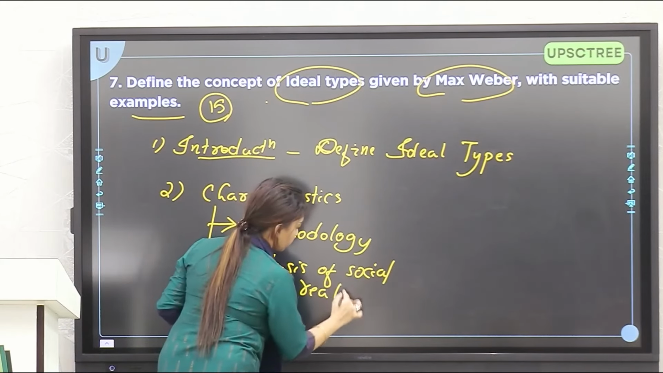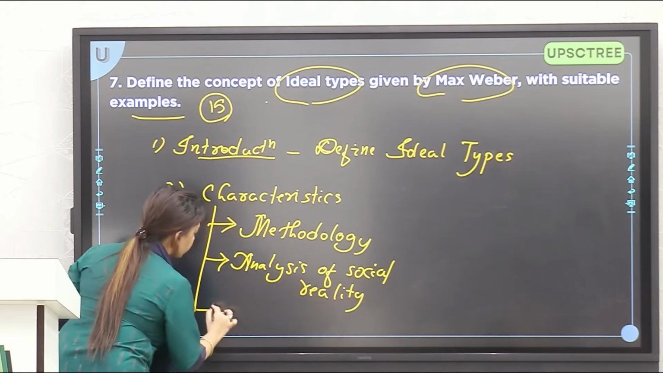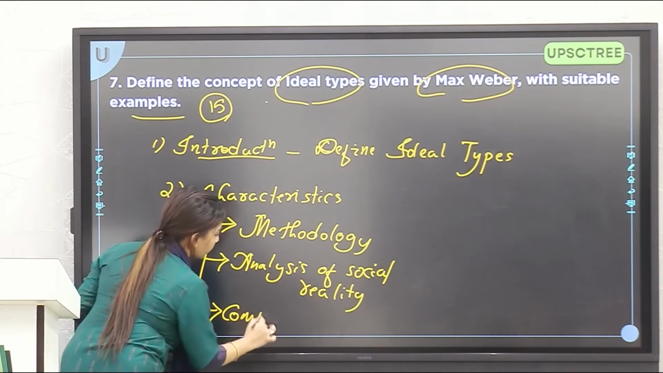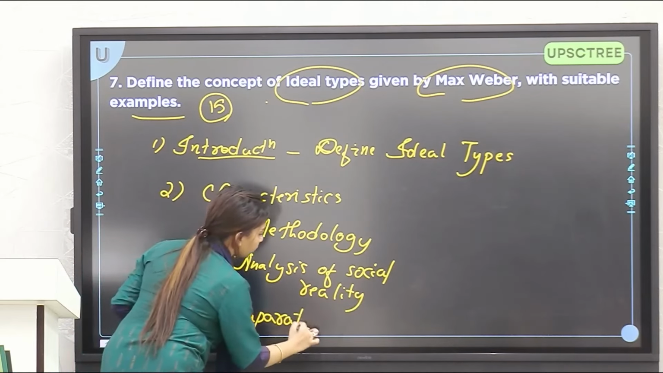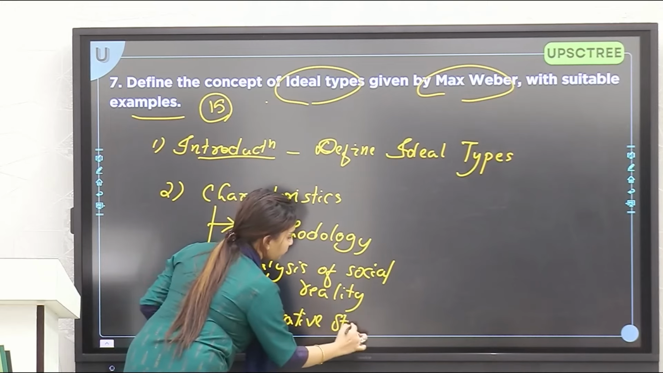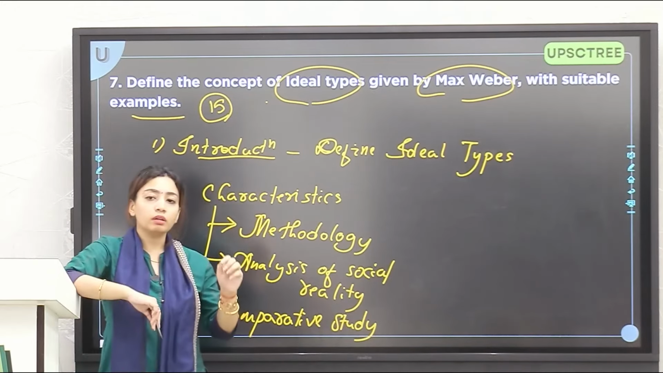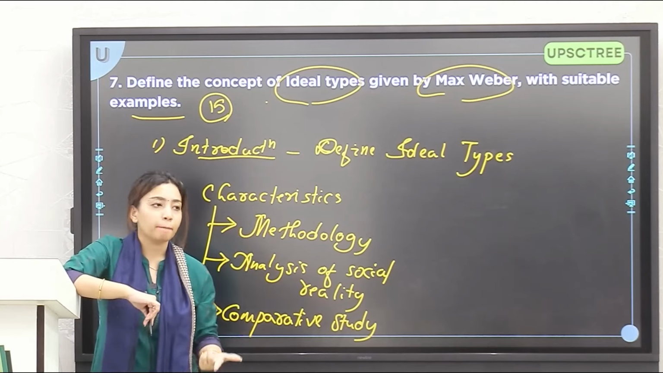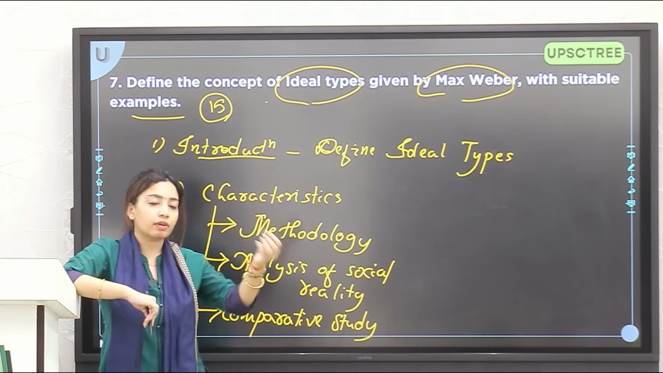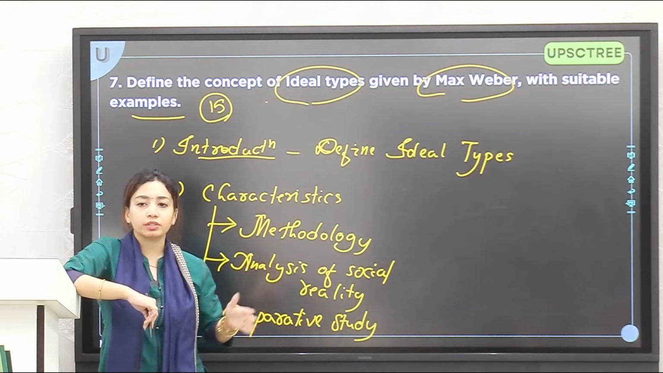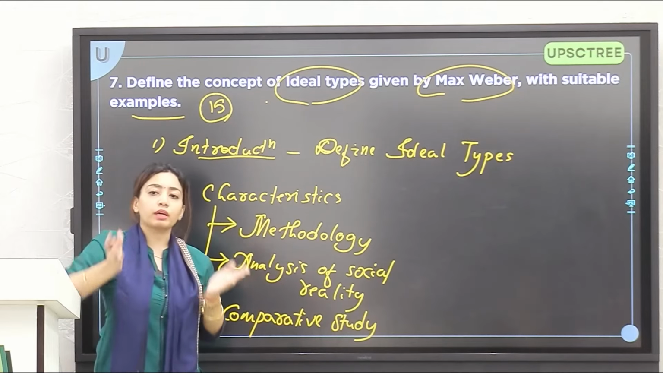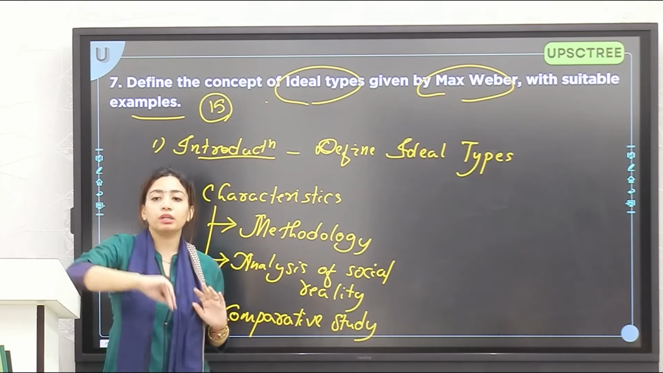What else? It helps in comparative study. That is the most important word. So basically, any ideal type is not the ideal type given by Max Weber. He has given out some critical conditions through which we can measure the social deviations.